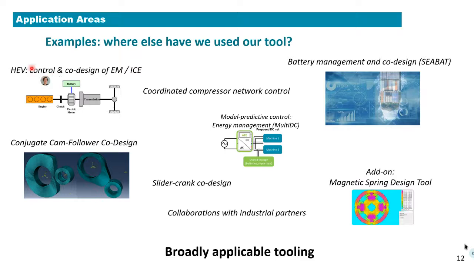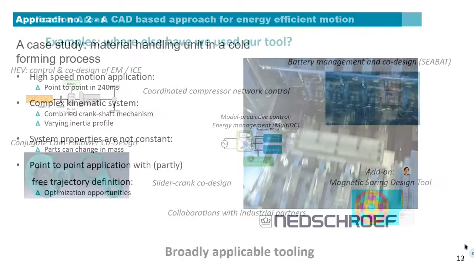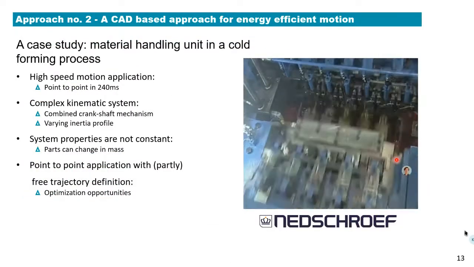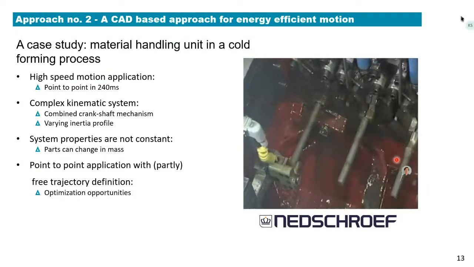We used it in hybrid electric vehicles, in cam follower designs, even in compressor network controls. This is energy management for grid solutions. For the CBAT project, which does battery management, and magnetic springs, which are tools we can add on top of mechanical systems. So there's a very broad and wide range in which we can use this tooling that we have developed. I think that brings me to the end of my part of the presentation, and I would give the word to Kurt now to talk a bit about the CAD-based approach.